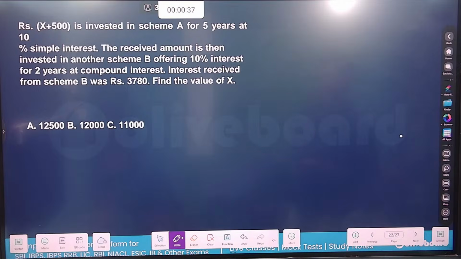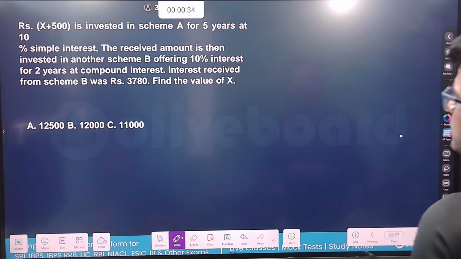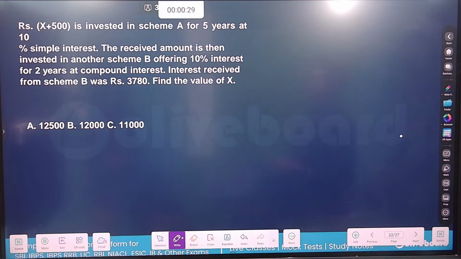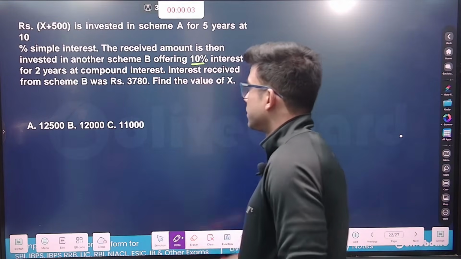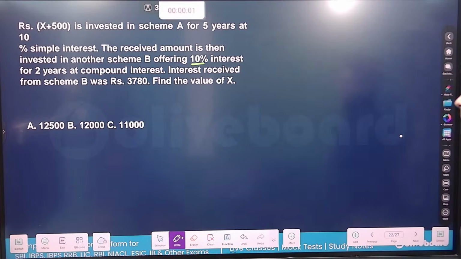Rupees X plus 500 is invested in scheme A for 5 years at 10% simple interest. Okay, 5 years at 10%, 50%. Correct, no? 150%. The received amount is invested in a scheme B offering 10% interest for 2 years, compound interest. Now, this is another part, guys. This is compounding.